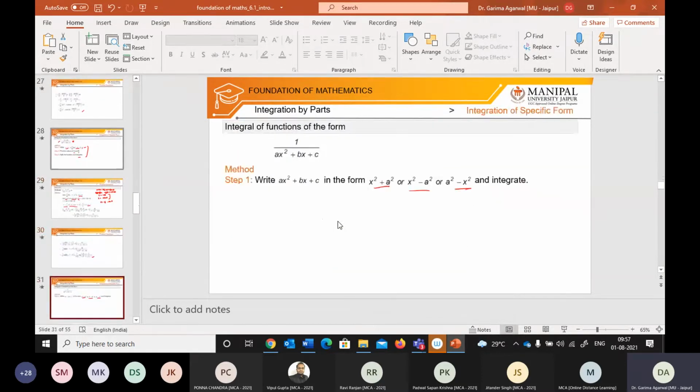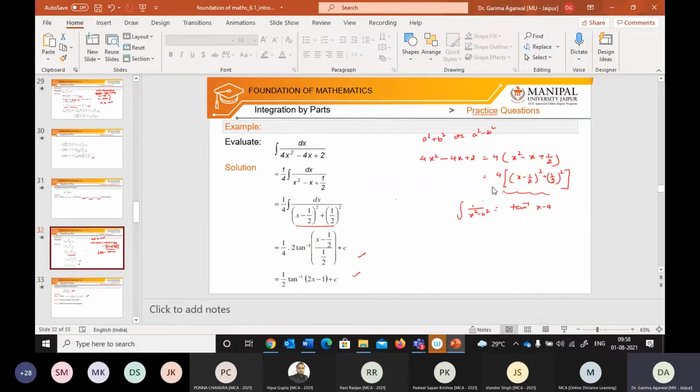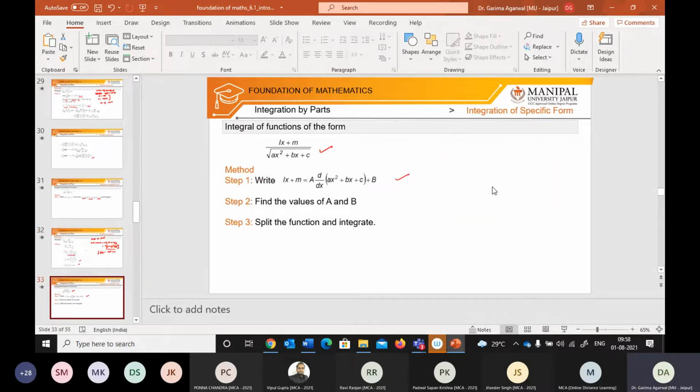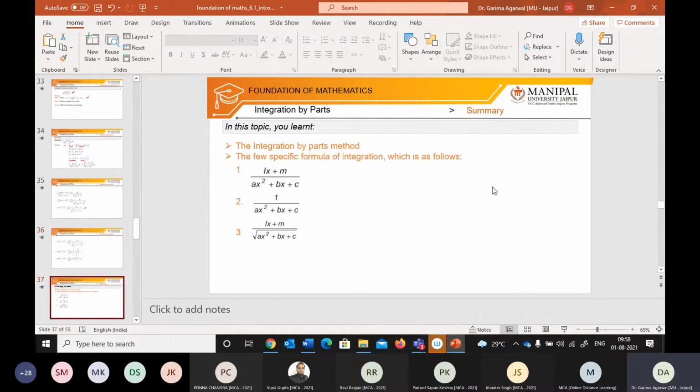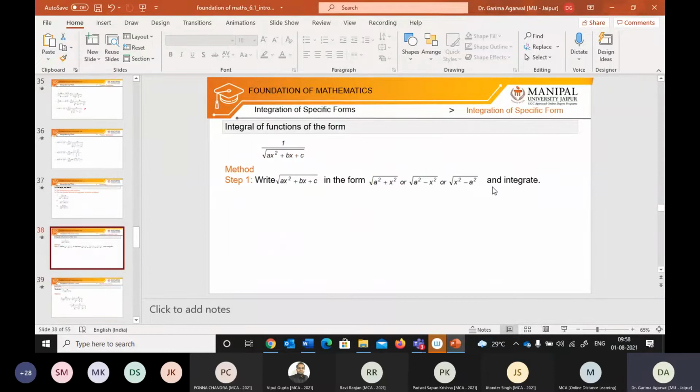These are the examples. The second standard form which we have discussed is 1 upon (ax square + bx + c). We split this form into x square plus a square or x square minus a square form, and then we integrate it. Example, and another form that we have discussed. So basically these three forms we discussed in the previous lecture.